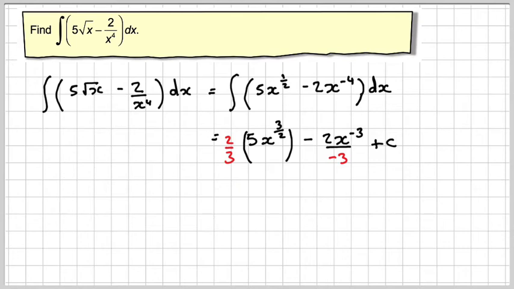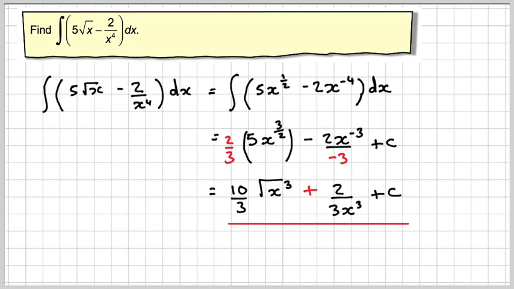2/3 times 5 gives me 10 over 3. The 2 here means take the square root of x, and the 3 means cube it. And then the minus will make a plus, and we're going to have 2 over 3, but the x to the minus 3 means it becomes 2 over 3x cubed plus c.